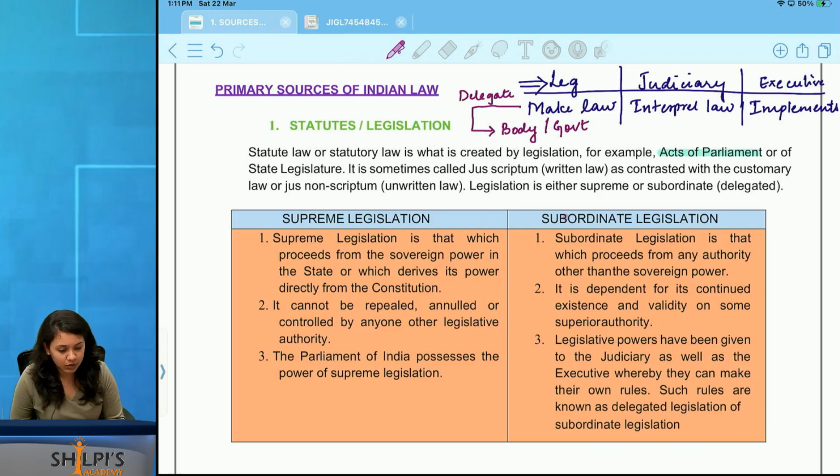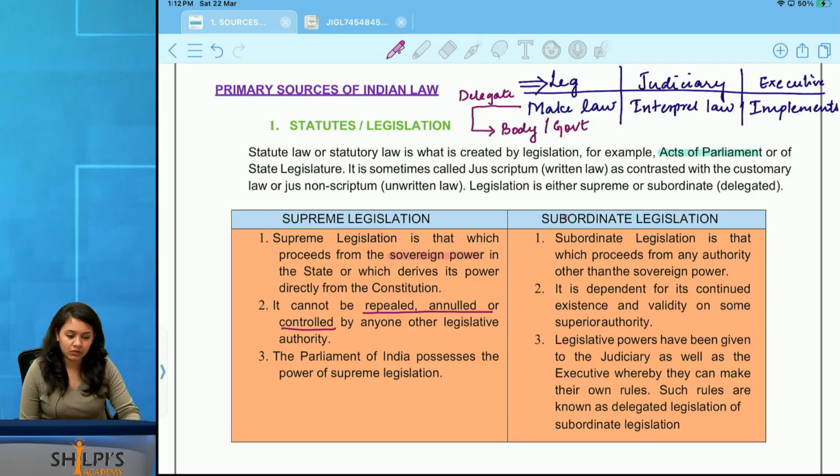And when the supreme authority, or in other words the sovereign authority, passes a law, we call that supreme legislation. Now, supreme legislation cannot ever be amended, repealed, annulled or controlled by anyone other than the legislature. So apart from Parliament and state legislature, nobody else is allowed to change or even repeal any kind of laws. And as you can see over here, the Parliament of India possesses the power of supreme legislation.